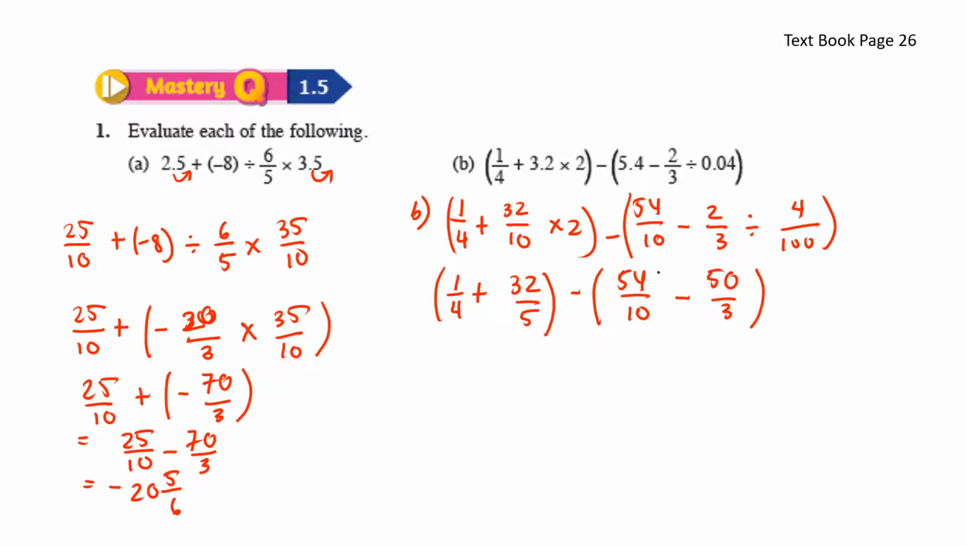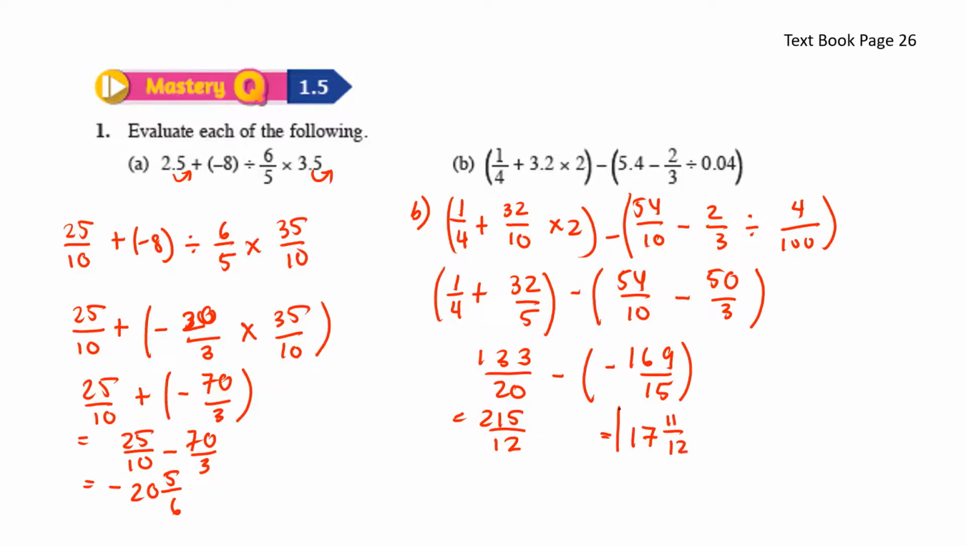Let's solve the operations within the bracket individually first. And that will give us 133 over 20 minus negative 169 over 15. Here we have 215 over 12, which will give us 1711 over 12. So this is the final answer.